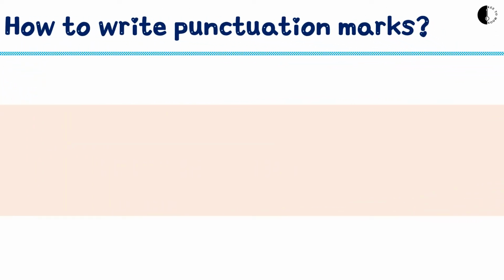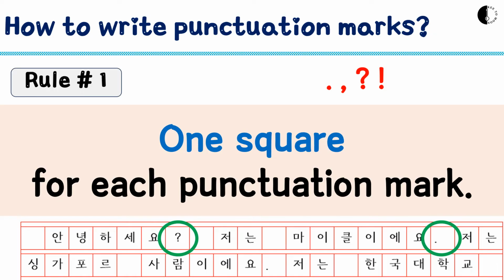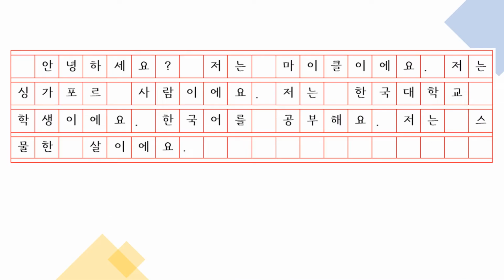Next, let's learn how to use punctuation. What is punctuation? Punctuation includes things like period, commas, question marks, and exclamation marks. Take a look at this example. Just like in Korean, you can place 1 punctuation mark per space. Let's take a look at this example. Do you notice anything different?